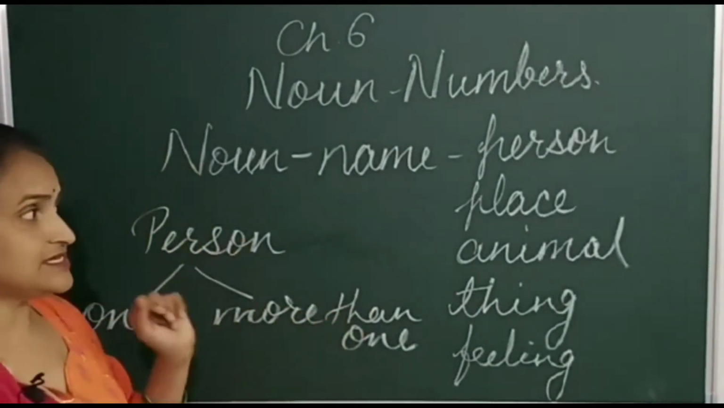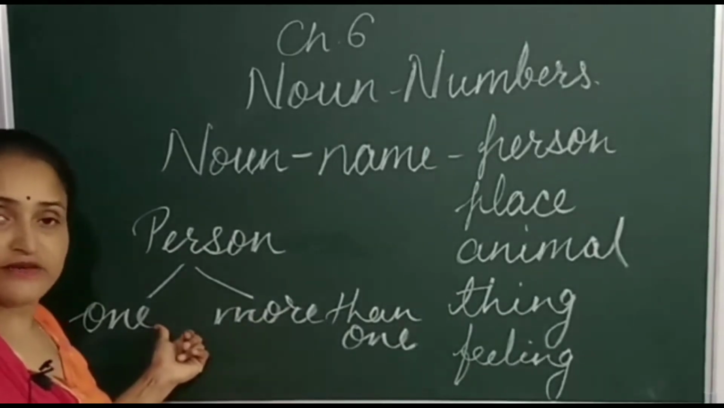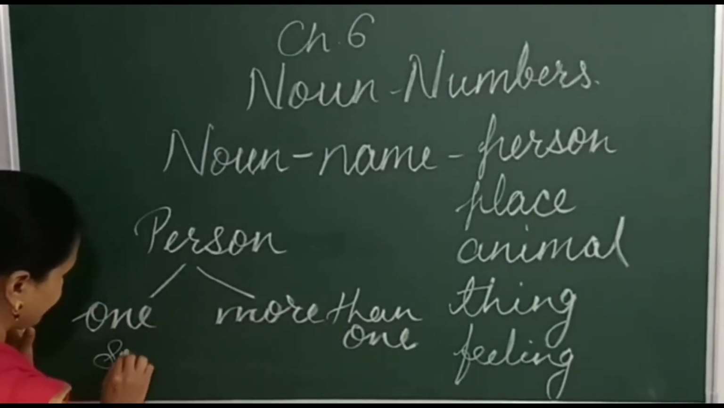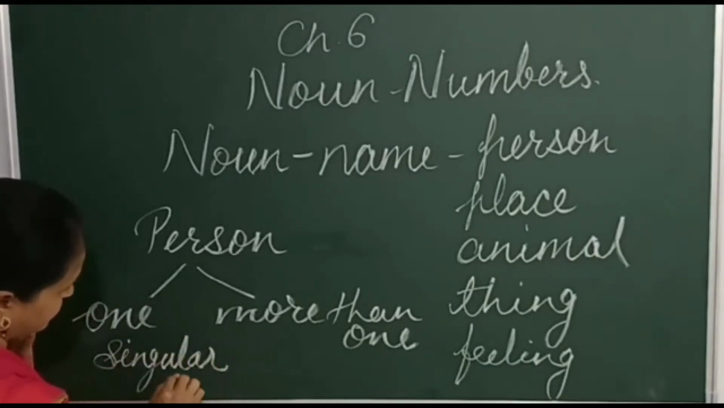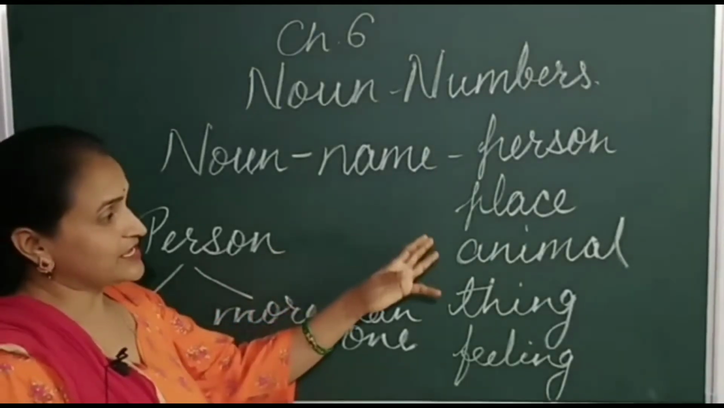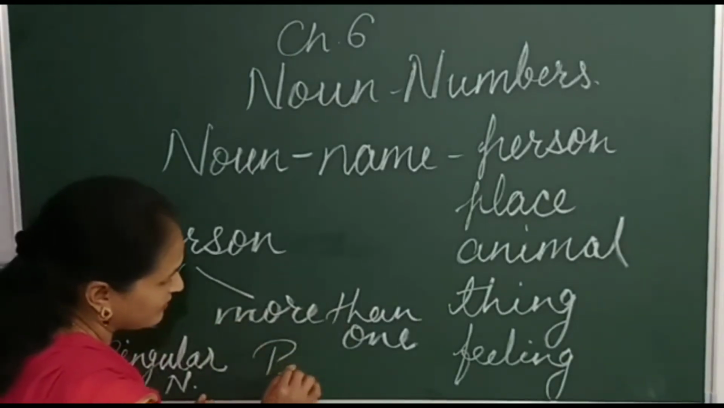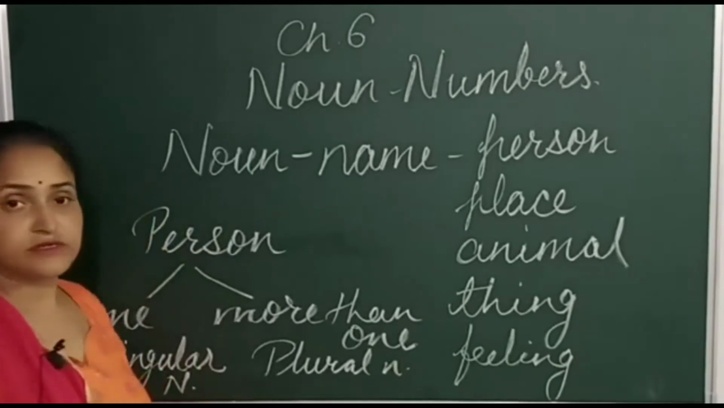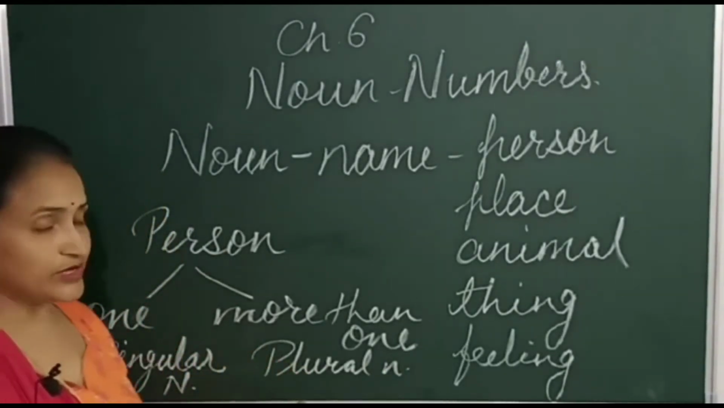If this person, place, animal or thing is in one, it is one in number. It is known as singular noun. But if this person, place, animal, things is more than one, it is known as plural noun. So, have you understood what is singular and plural noun?